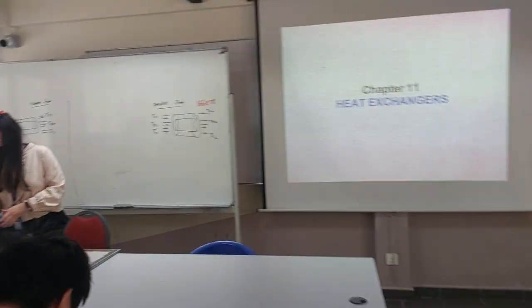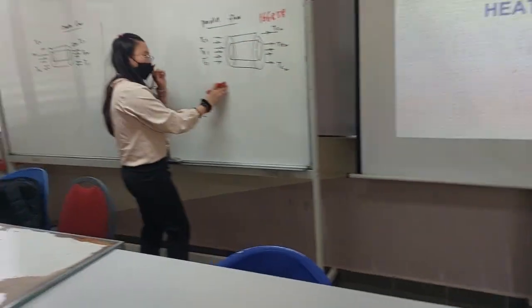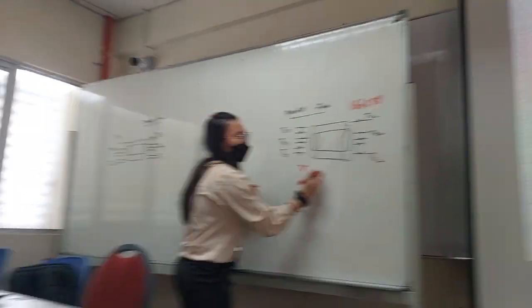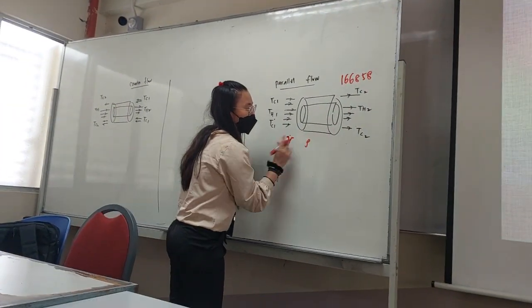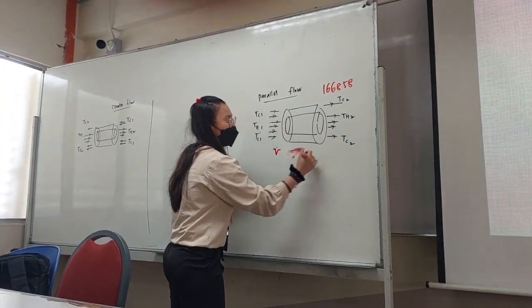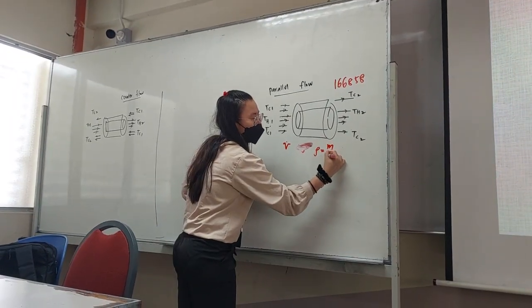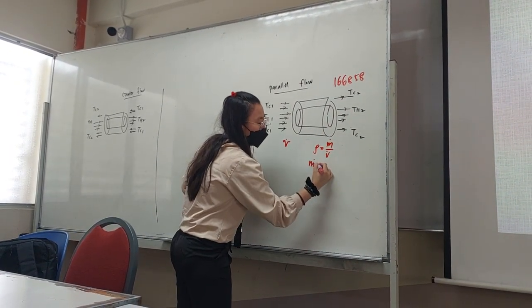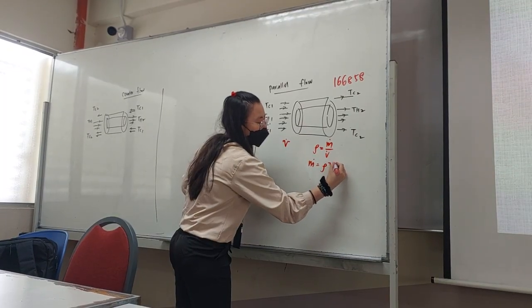Going to see on the questions review. This is the volume flow rate, like the one you learned. So you can calculate the mass flow rate using the density, mass over volume. You can calculate the mass flow rate using density and also volume flow rate.